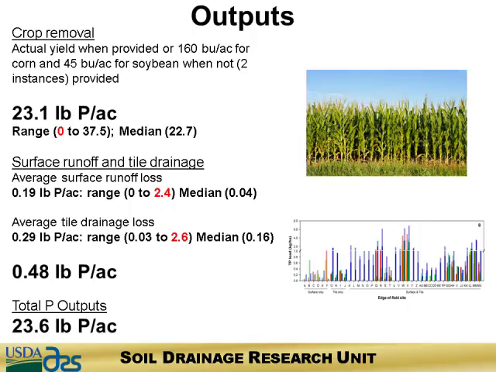So if we look at the outputs, just from the surface and tile drainage, we're talking about 1/2 pound an acre is generally what we're losing. But as you can look at there, our maximum is 5 pounds an acre if we look at the maximums on those in the ranges. So our total P outputs, what are we removing from the field? It's about 23.5 pounds an acre.